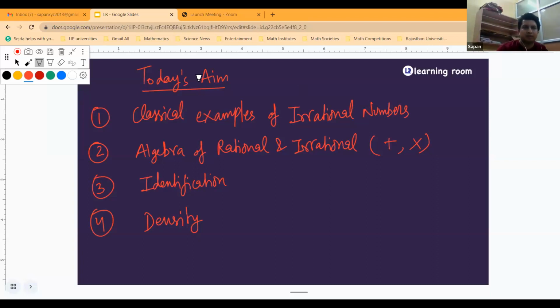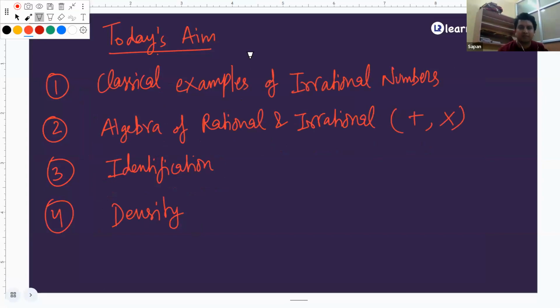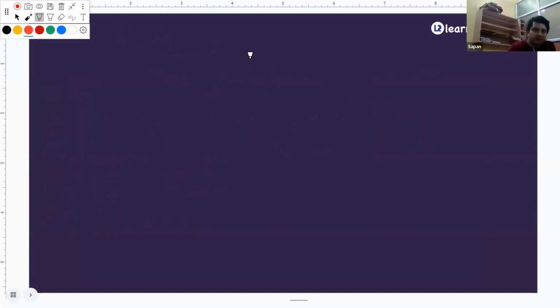So this is today's aim. First, classical examples of irrational numbers. Second, algebra of rational and irrational numbers, in particular addition and multiplication. Third, identification. Fourth, density, which we will come across. So, part one, classical examples.